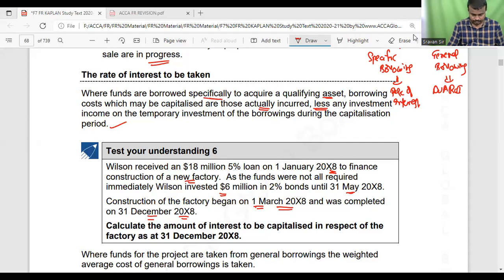So here the total amount borrowed is how much? $18 million. And we took the loan on 1st January. So $18 million into 5%, and the construction was completed on 31st December.